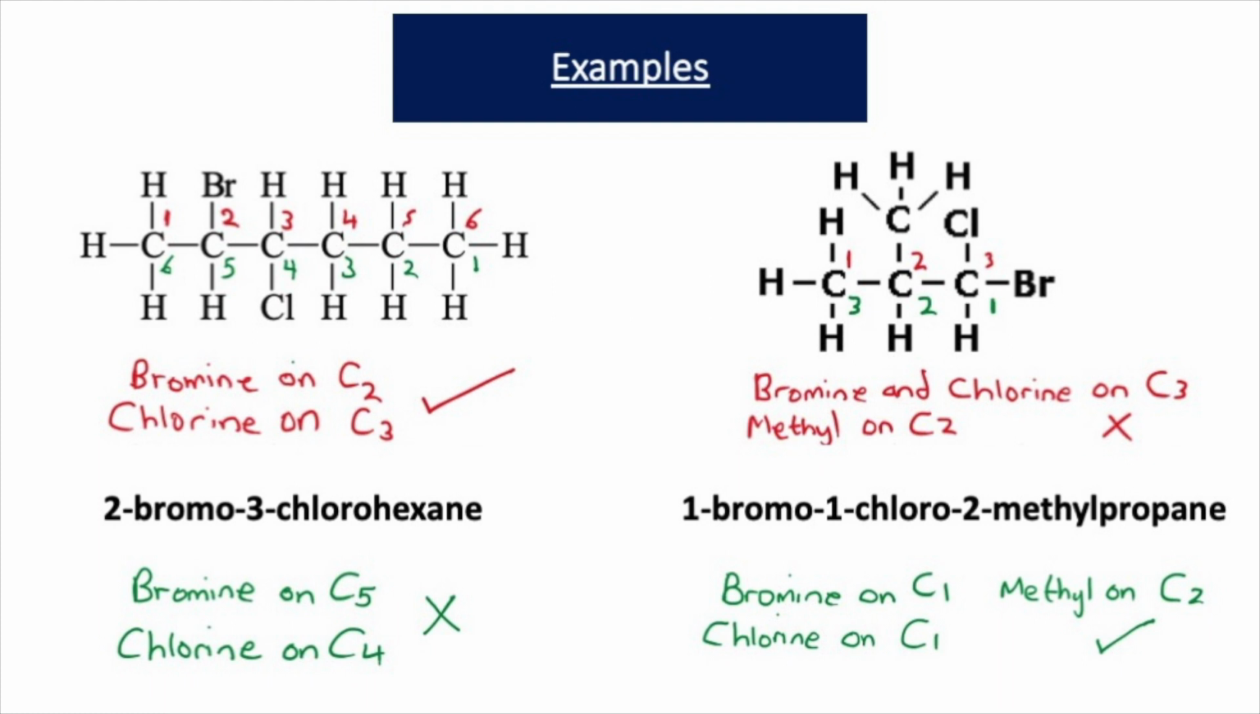To decide which way I have to number it, I have to have the lowest possible number for the substituents. If I number it left to right, they're on carbons 3 and 2. If I number it right to left, they're on carbons 1 and 2. So therefore, I number it right to left. The name of this compound would be 1-bromo, 1-chloro, 2-methyl propane.